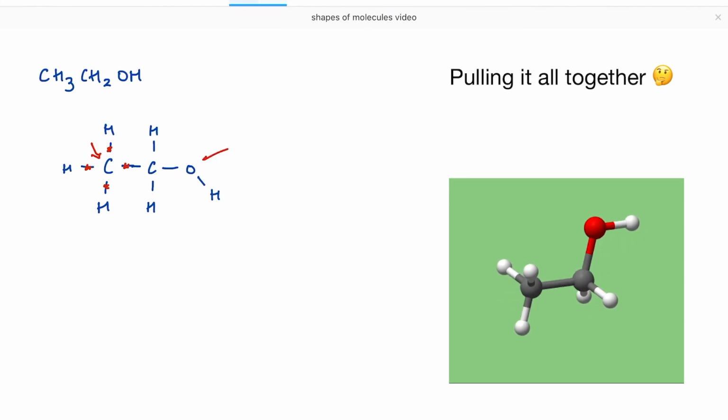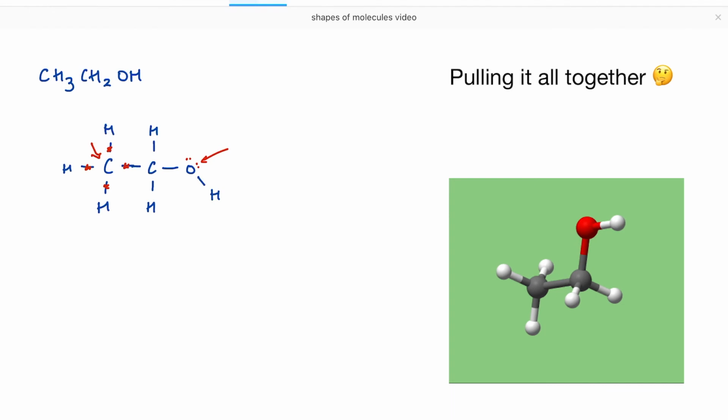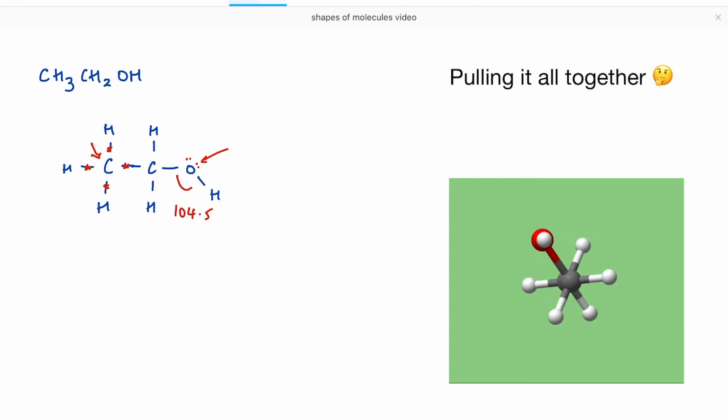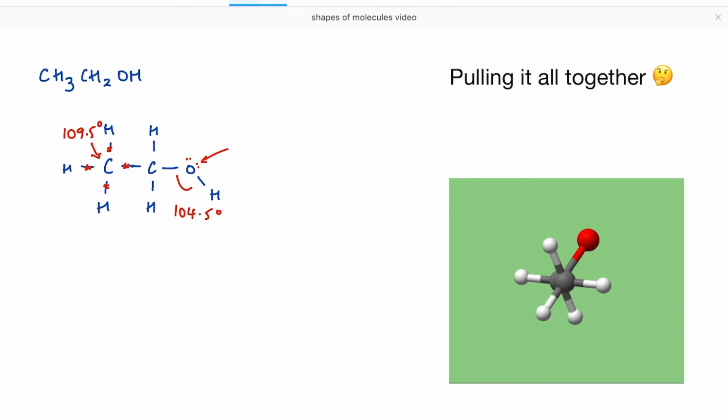But if I were asked around the oxygen, then once again I must remember to draw in my lone pairs or to do a simple dot cross for this end of the molecule. And I can see there I've got 4 regions of electron density. 2 of them are lone pairs, so the bond angle here would be 104.5. This one here would be 109.5. So it's very straightforward to pull it all together. Just stick to the basic principles. Dot and cross first. How many bonded pairs? How many lone pairs? Decide on a bond angle.